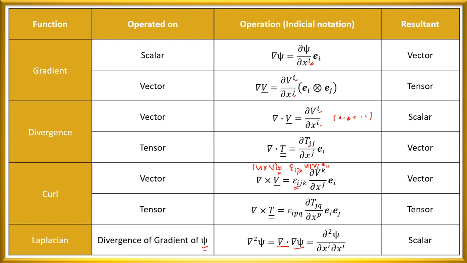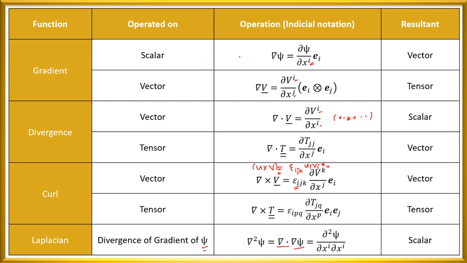So, we will have two different operations over here. That is dou square psi. First, we will take the gradient, so it will be dou psi by dou xi. Then it will be acted upon by the divergence operator, that is dou by dou xi.